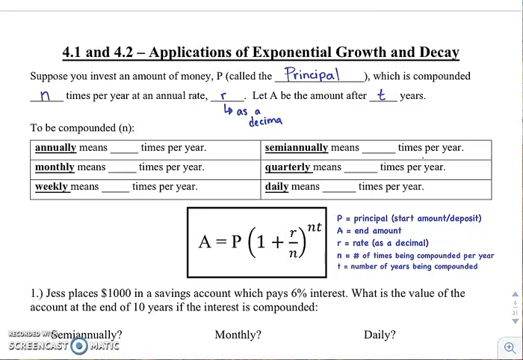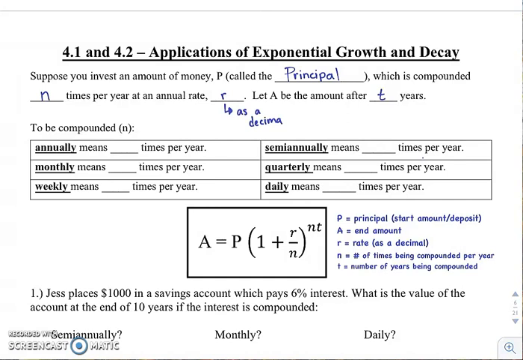In this lesson, we're going to look at applying exponential growth and decay functions. So we've talked about graphing. Now, if we're trying to apply these in the real world, we'll talk a little bit about different compoundings today, and then we'll talk about compounding continuously, which will be a different day.